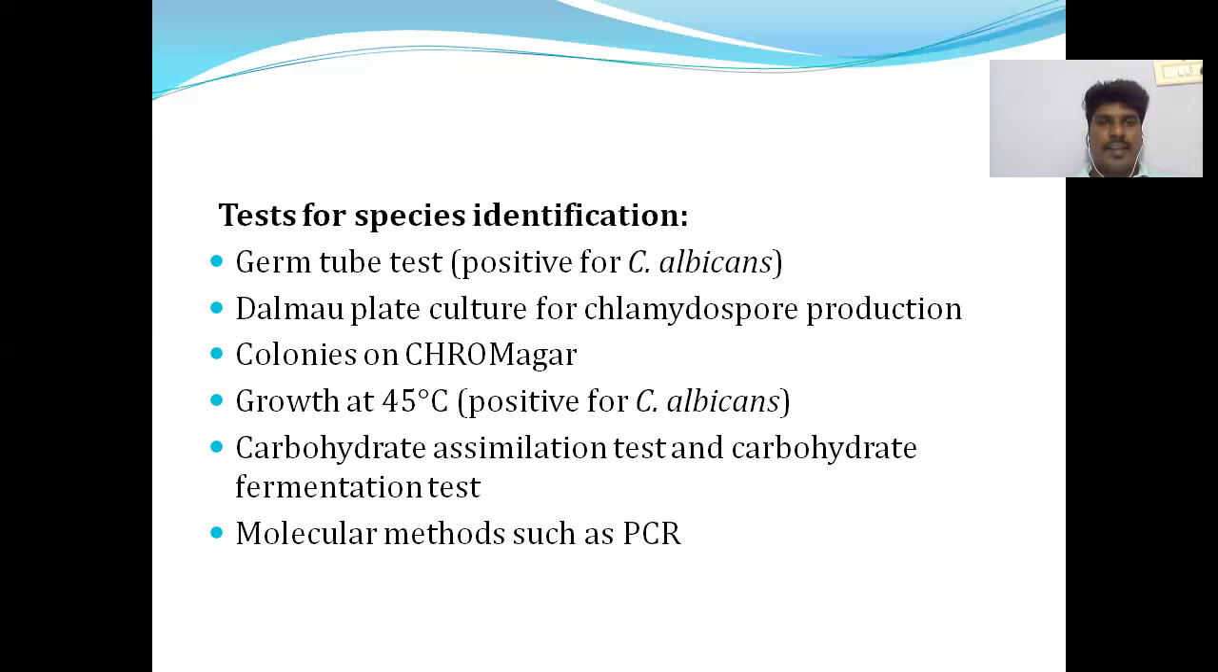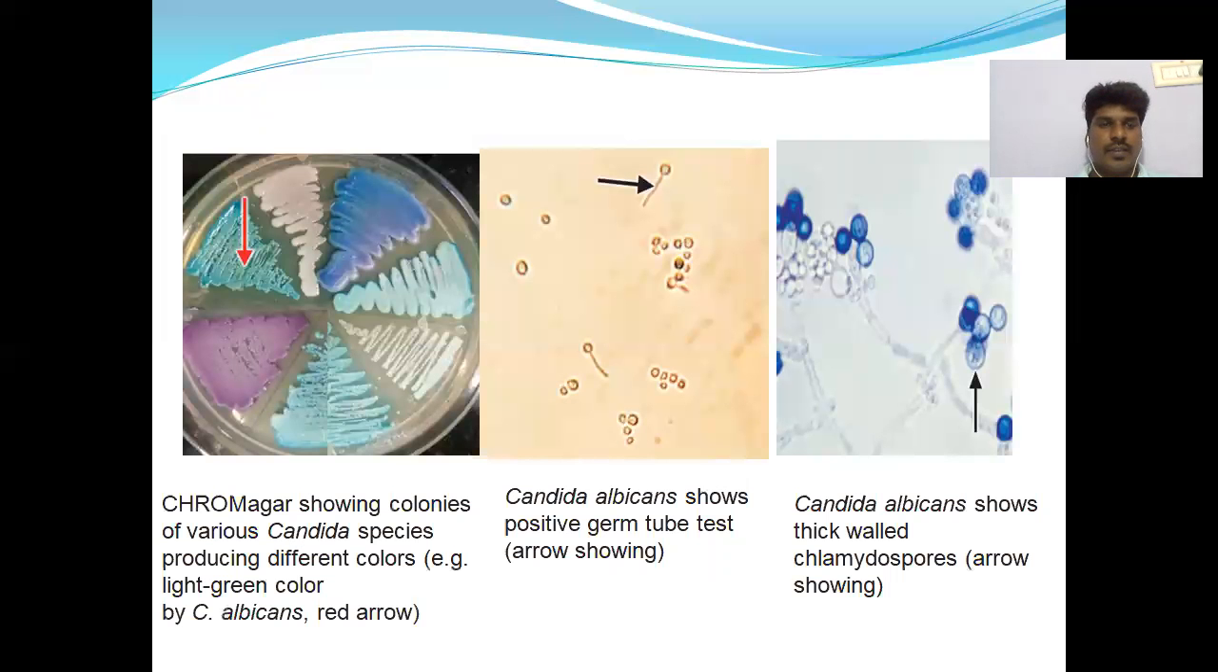And also the molecular techniques such as the polymerase chain reaction are used to identify the various species of Candida. In the first picture, you can see the light green colonies produced by Candida albicans. In this second picture, you can identify the germ tube positive. There is a long tubular-like projection extending from the yeast cell. And in the third picture, you can see the chlamydospore formations if you inoculate into a Dalmau plate culture.